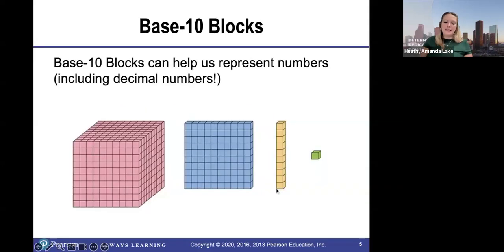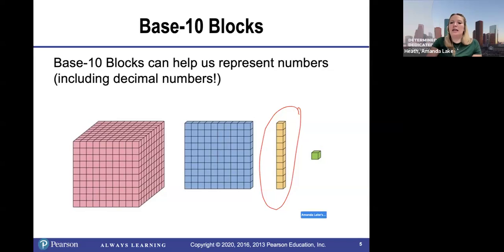Base 10 blocks are going to be pretty helpful in allowing us to represent numbers, including decimal numbers. If you don't remember them from when you were a kid, or you never used them, we have one little tiny block, and usually in elementary school we would use that to represent 1. The next size block up is our 10 block, which has 10 of these 1 blocks inside of it.